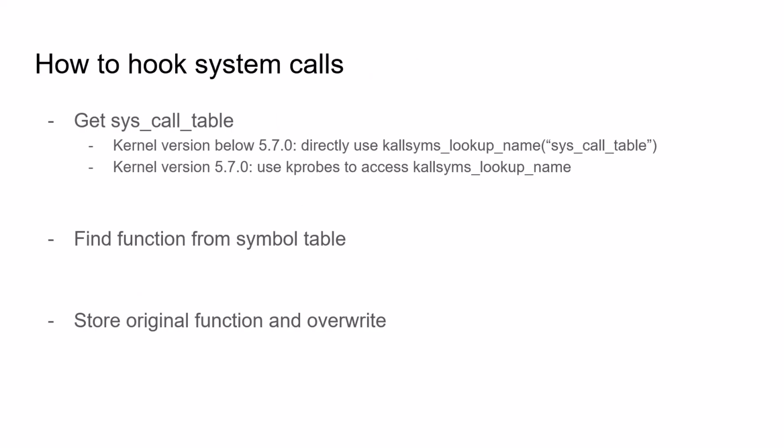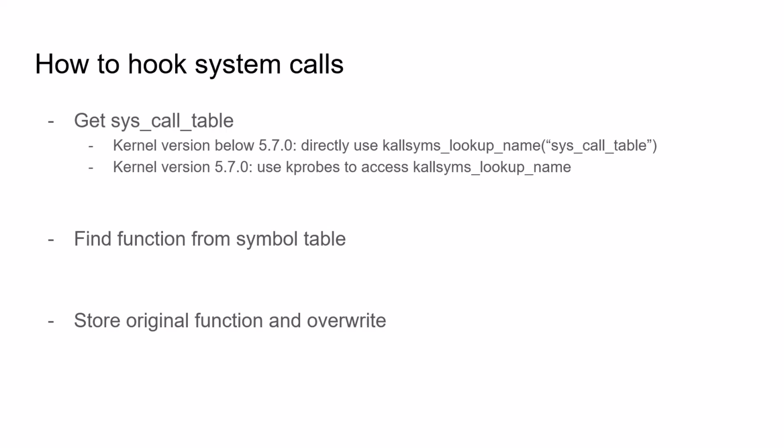Hooking a system call specifically is fairly straightforward. First, you must get the syscall table. If you are using a kernel version below 5.7.0, you can simply use kallsyms_lookup_name. However, starting at kernel version 5.7.0, this function was purposely obfuscated to help prevent malware development. So instead, we must find it using kprobes. This was one of the technical challenges I faced when developing this rootkit.